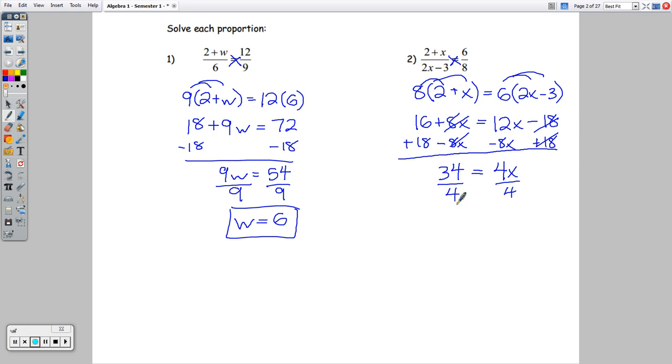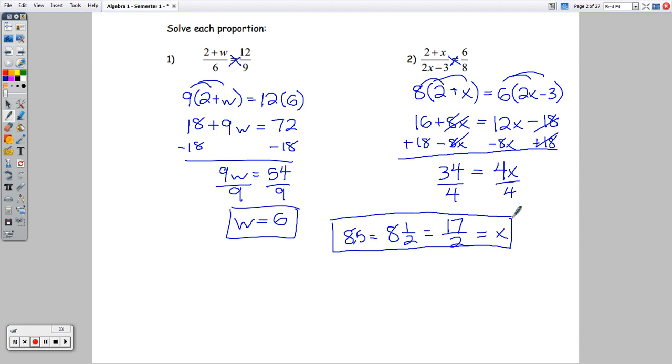I can divide both parts by 4 there. I can reduce that to 17 halves. I could also say that's 8 1/2 or 8.5. All those would be correct final answers. Just depends on what the directions say as to what kind of answer you're looking for there.